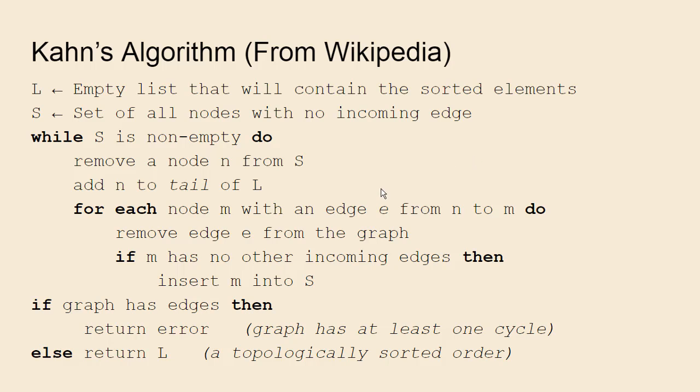So this node n represents the course. We are saying we have taken this course. Now we can check all the other courses that require this course as a prerequisite. We can say this prerequisite has been satisfied.